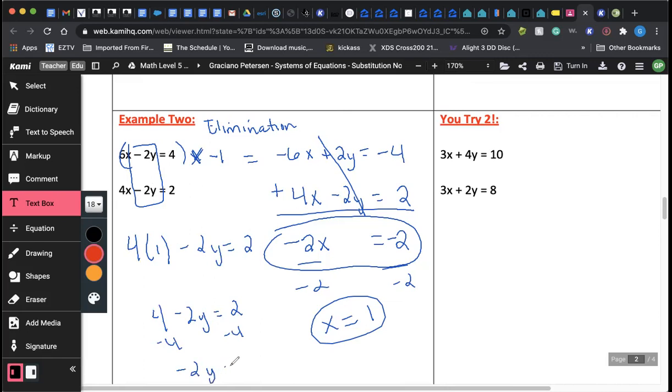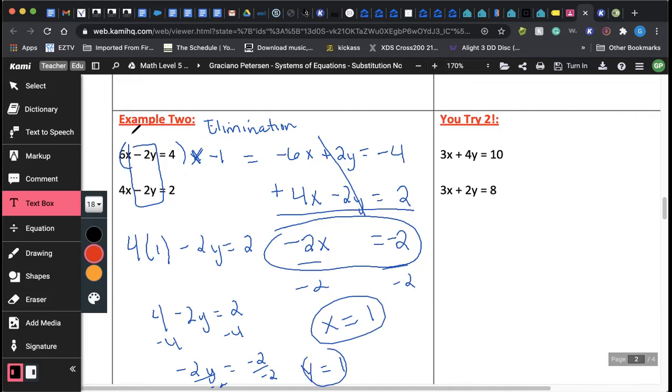Negative 2y is equal to negative 2. We divide both sides by negative 2. We see that y is also equal to 1, right? Is that true? Well, we can check it by plugging these numbers into the original, so one of the other equations again, just to check it.